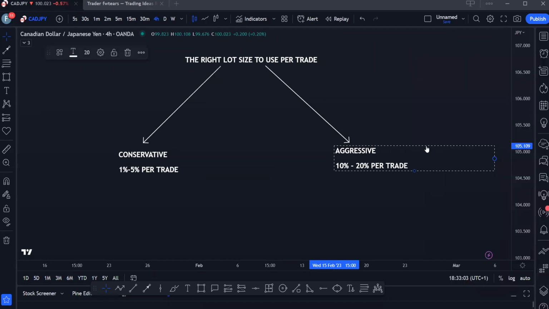All right. So let's do quick mathematics. Now, on an account that is conservative, you are risking 1% to 5% per trade. That means if you are funding an account with $100, and you are risking 1% per trade, if that trade goes against you, if you lose that trade, you will only lose 1% of your account. All right, so 1% of 100 is $1.